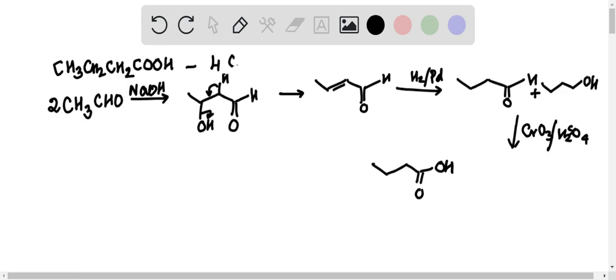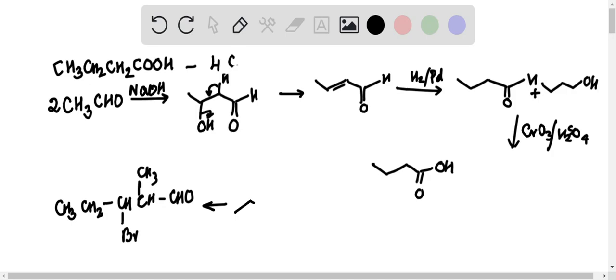The second molecule is CH3CH2CH, CHCH3, CH3 and CHO. Now in this case, we can introduce the bromine and an H by addition across a double bond. CH2 and a CH3 here.